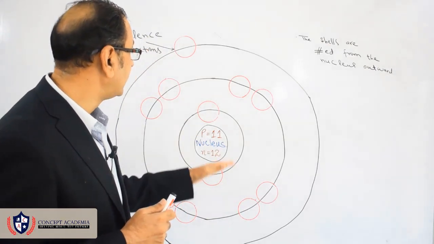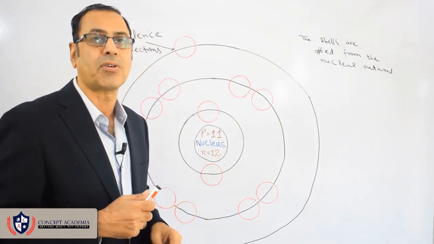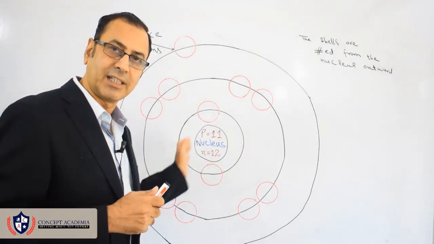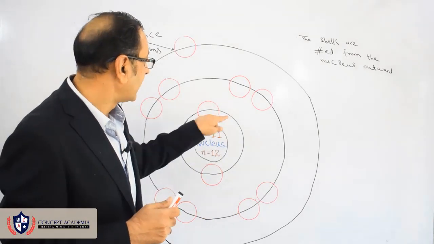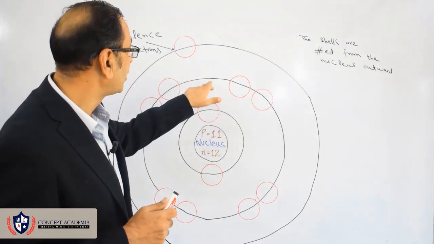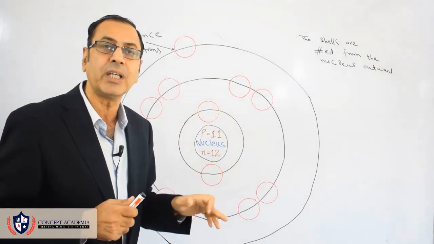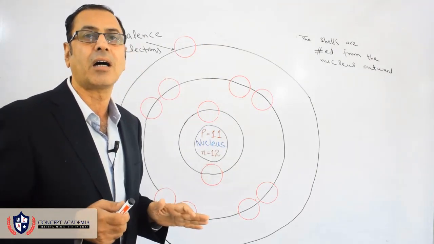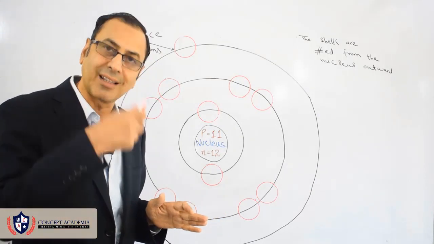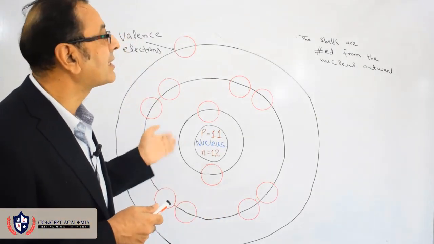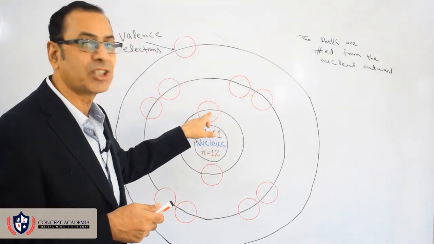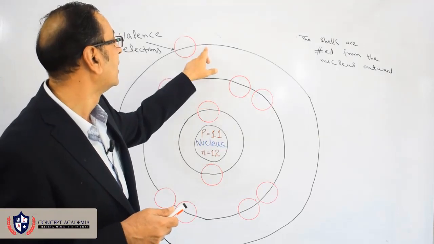And outside the nucleus are electrons. Electrons are revolving around the nucleus. This is shell number 1, this is shell number 2, and this is shell number 3. So electrons are revolving around the nucleus in various shells. These shells are numbered from the nucleus outward: shell number 1, shell number 2, and shell number 3.